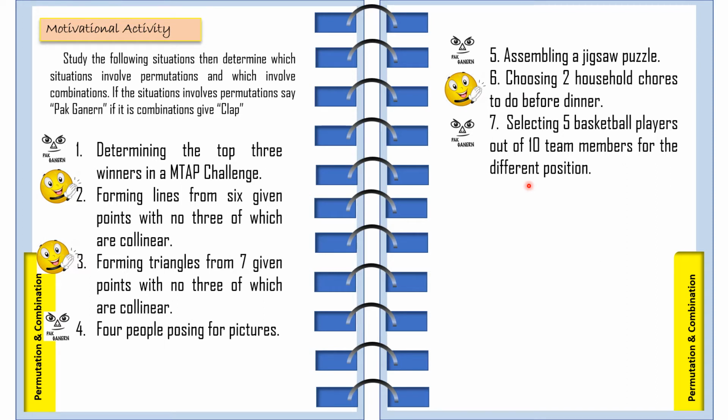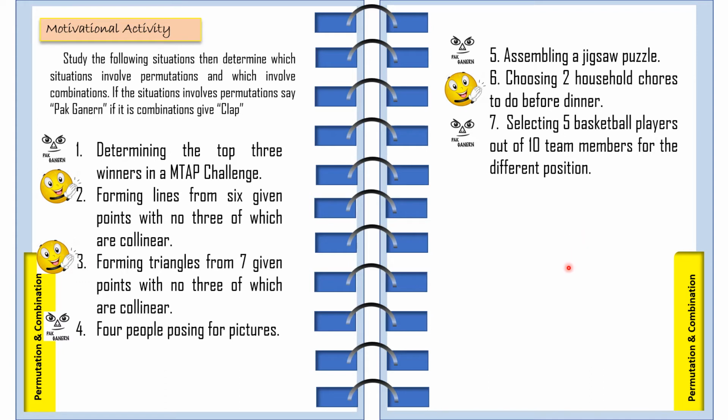So hindi mo lang basta pipiliin yung 5 basketball players out of 10. Ipo-position mo pa sila. Sino magsi-center, sino magpo-point guard, sino magdadala ng bola, sino magiging forward. So ganun siya. That's why order is important here. Kaya siya naging permutation. Okay?